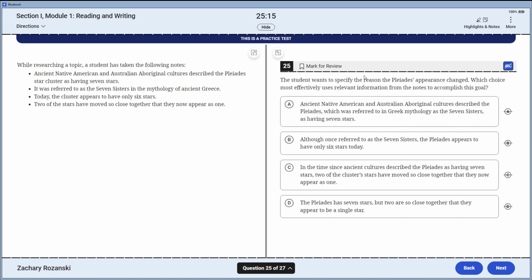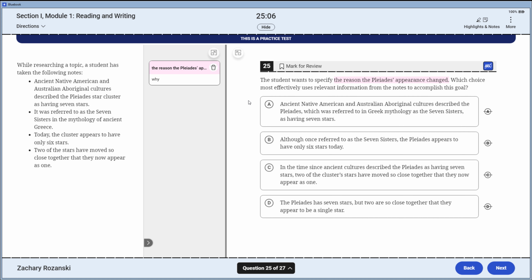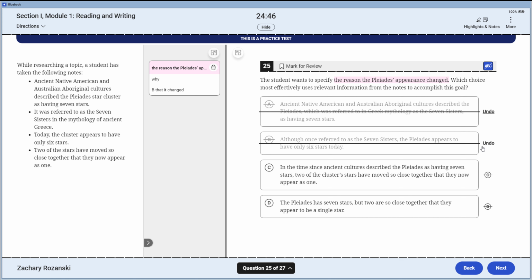A is gorgeous. I want to specify the reason the appearance changed. This is asking for why. Be very careful. I want an answer that gives me the why. As I read this, which was described as having, this describes the name, but not necessarily the notion of the appearance changing, so it falls. Although it was once referred to as this, it appears to have only 6 stars today. B only says that it changed, but I want the why, so B falls.